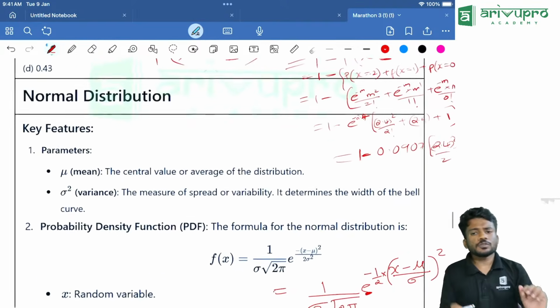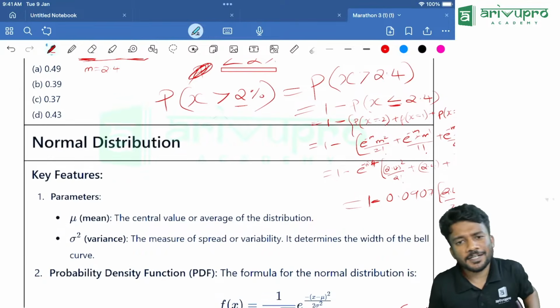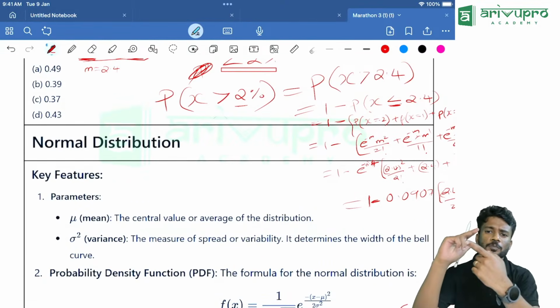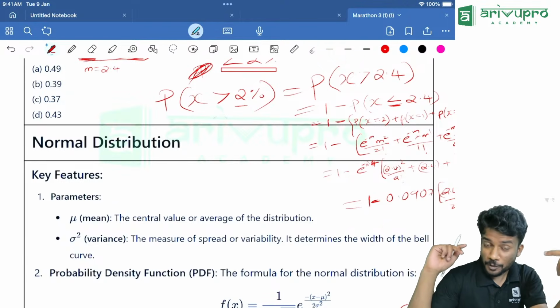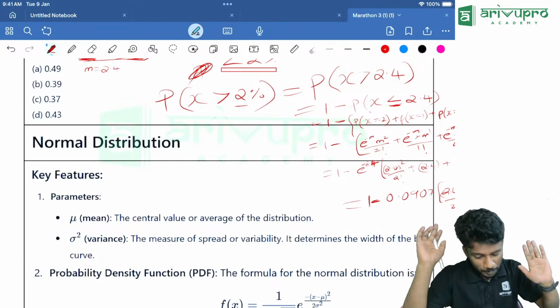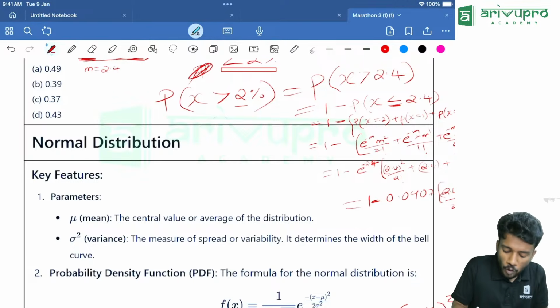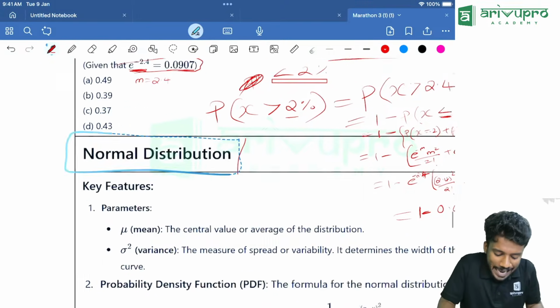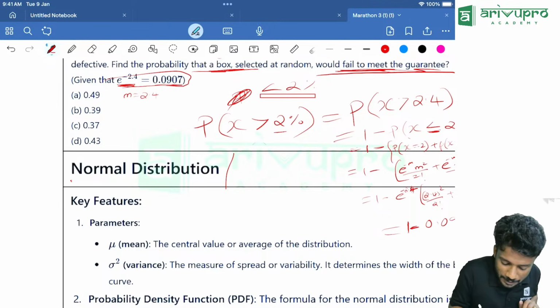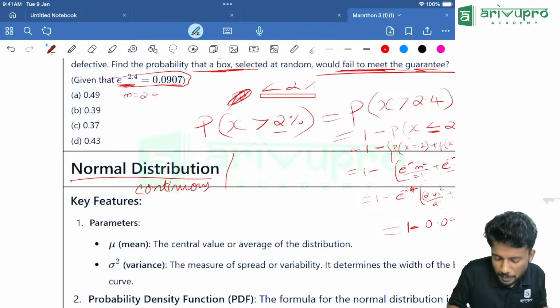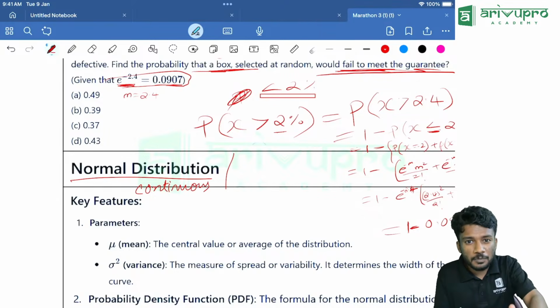Now we are going to discuss normal distribution. Day before yesterday, we discussed Poisson as well as binomial. Poisson and binomial were what? Discrete probability distributions, while normal distribution is a continuous distribution. Normal distribution is a continuous probability distribution. Keep that in mind.